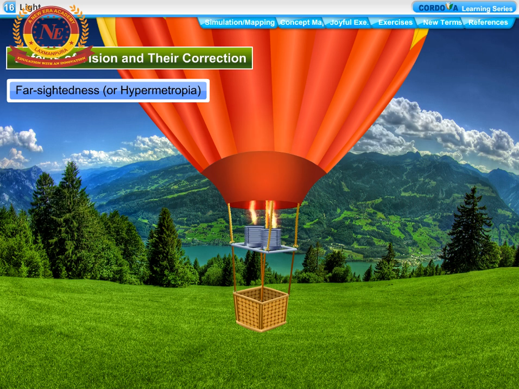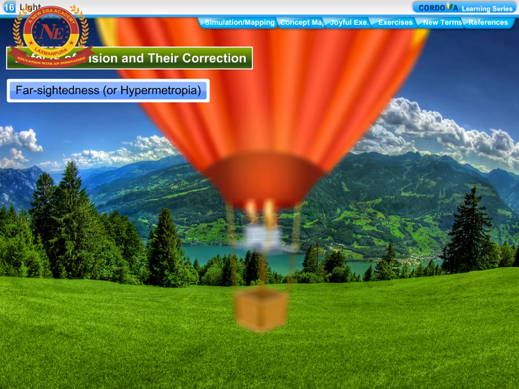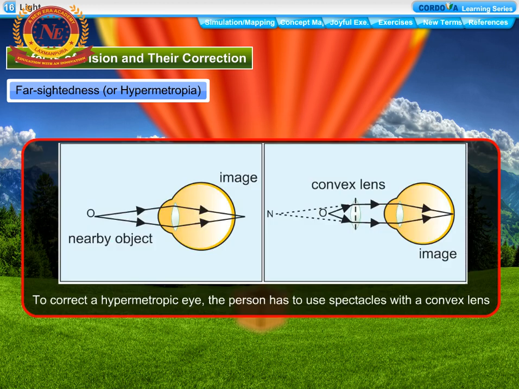Farsightedness or hypermetropia. A person with hypermetropia or farsightedness can see distant, far-off objects clearly, but cannot see nearby objects distinctly. To correct a hypermetropic eye, the person has to use spectacles with a convex lens.